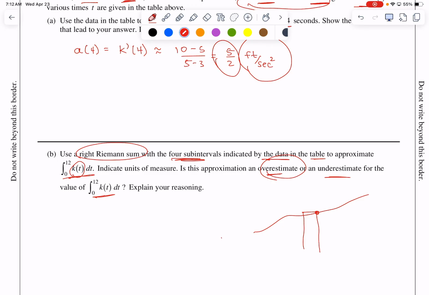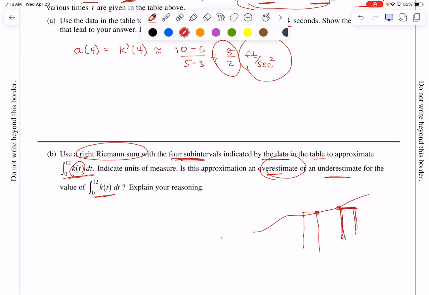And this is actually worth 3 points. So your overestimate is going to be because it's increasing. You'll have to say this approximation is an overestimate since the right Riemann sum is used and the function k is increasing. So that would be worth 1 point. That's your explanation. If it would have been a left Riemann sum, it would be what? Underestimate. Yep. A left Riemann sum would have been an underestimate because it's a left Riemann sum and it's increasing.